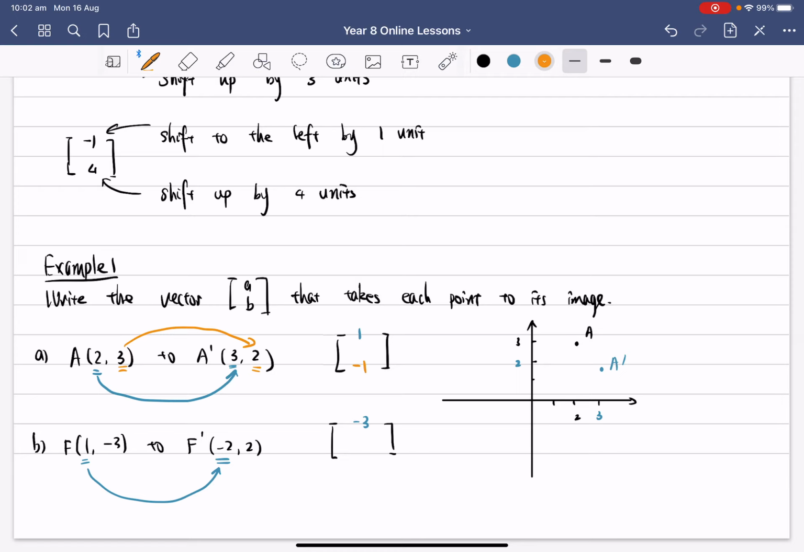Then you look at the y coordinate, from -3 to 2. Of course you plus 5 to get from -3 to 2. So it's shifting up by 5 units. And that's the vector you're supposed to write. So that's how you do the question, which is very straightforward. So this is the first type of question.